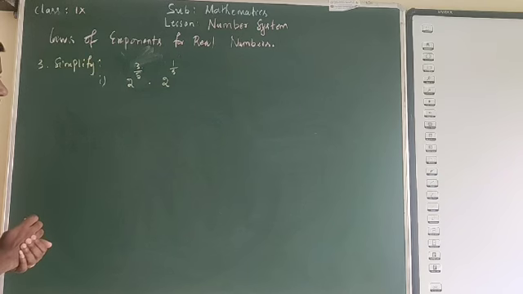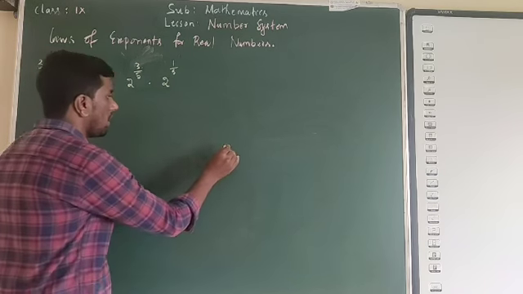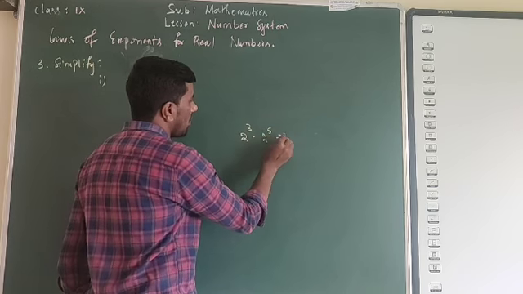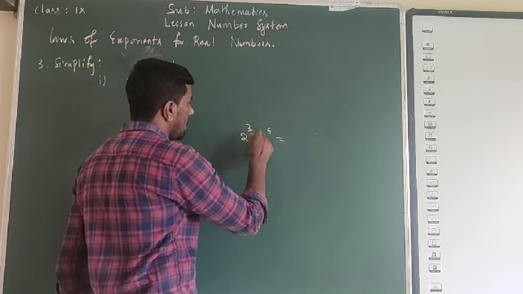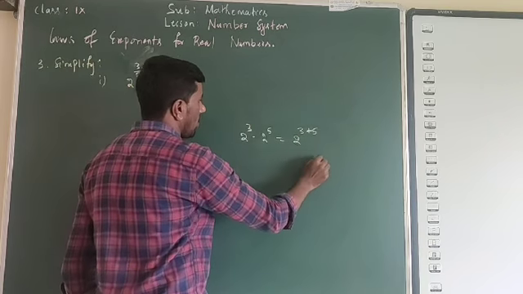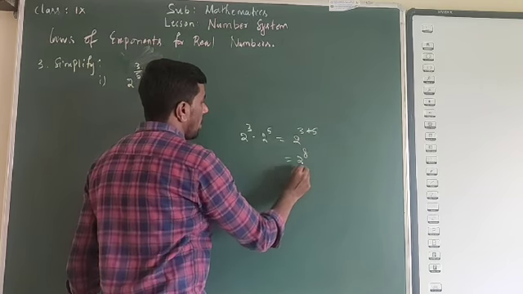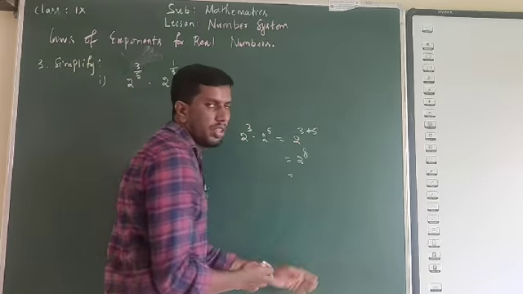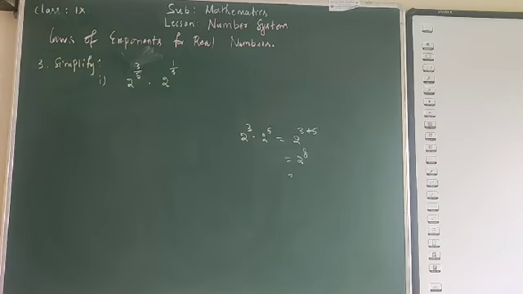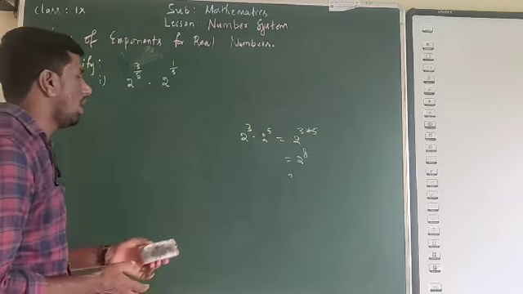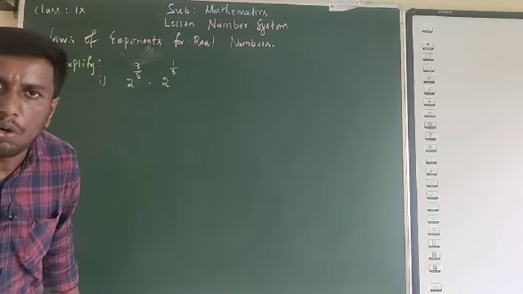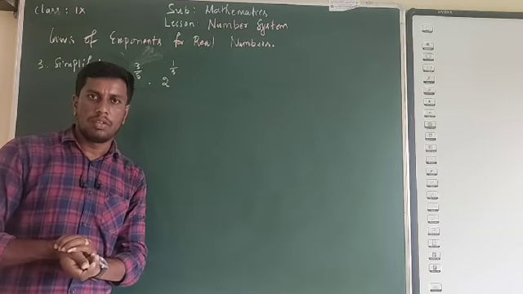Normally, whenever there are integers, we know that 2 to the power of 3 into 2 to the power of 5: to simplify this, the bases are the same and it is multiplied. So write the base, add the powers, correct? So 2 to the power of 3 plus 5. The answer is 2 to the power of 8. So multiply 2 eight times, then write the answer. That is the method, right? The law of exponents. Which law? First law. a to the power of m into a to the power of n can be written as a to the power of m plus n.